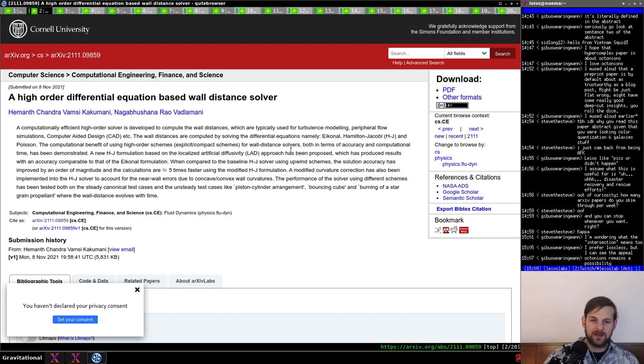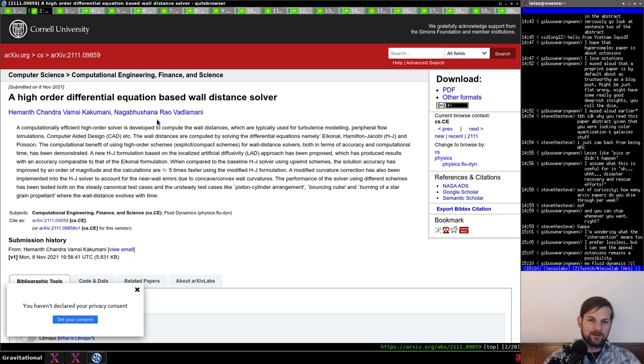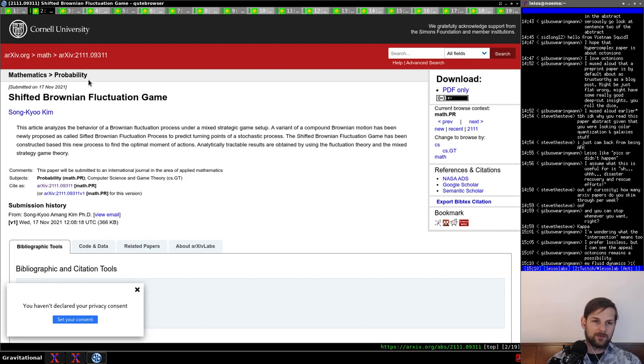When compared to the baseline Hamilton-Jacobi solver using upwind schemes, the solution accuracy has been improved by an order of magnitude, and the calculations are roughly 5 times faster using the modified HJ formulation. Yeah, I get the same feeling when it comes to fluid dynamics. I was hoping for something a bit different, but the thing is, when people talk about PDE solvers, they almost always go fluid dynamics. That's just what they do. I'm not saying that's what they should do. It's just that it's a reasonably clicky area to talk about PDE solving with. A modified curvature correction has also been implemented in the HJ solver. Frankly, probably not a paper I want to read.